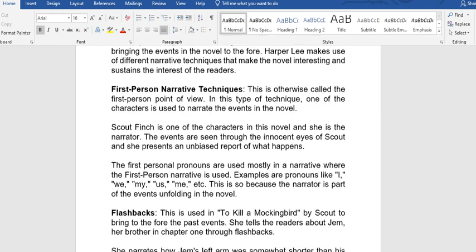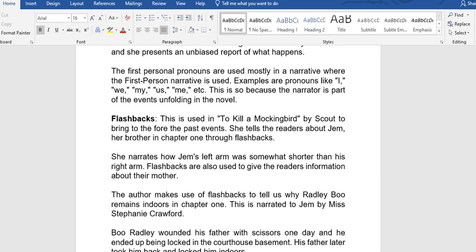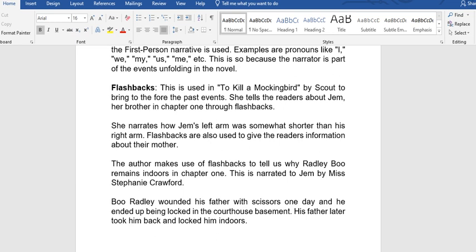Now the next one is flashbacks. This is used in To Kill a Mockingbird by Scout to bring to the fore past events. She tells the readers about Jem, her brother, in chapter 1 through flashbacks. That is, she gives us some information about Jem through the use of flashbacks. She narrates how Jem's left arm was somewhat shorter than his right arm. Flashbacks are used to give the readers information about their mother.